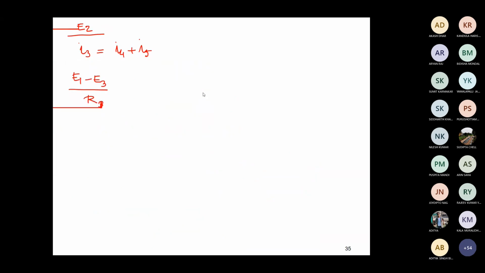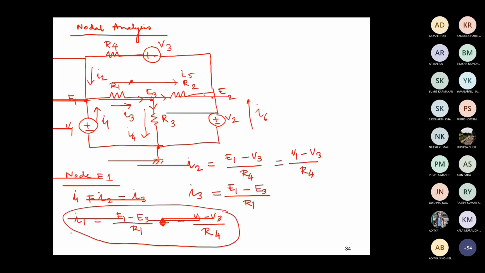Please explain I2 again, the direction. I2 is between E1 and V3. So E1 minus V3 divided by R4, right? This is E1, this is V3. So I2 is flowing through this path, so it is E1 minus V3 divided by R4. Sir, but before, how is I2 not equal to V1 minus V3 divided by R4? Please, one person at a time, one by one tell.